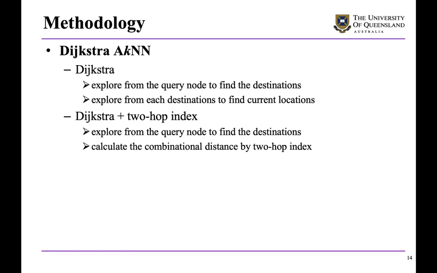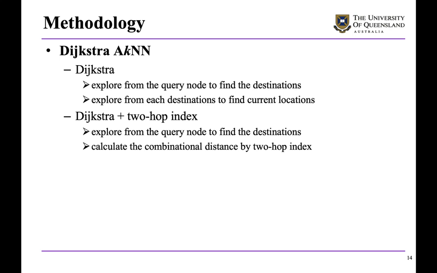Suppose that we apply the simple Dijkstra algorithm to address the approachable KNN query. Then we will first explore the graph from the query location, and whenever we encounter the destination of an object, we invoke another Dijkstra search exploring the graph from the destination of that object in order to calculate the combinational distance from this object to the query location. The algorithm will terminate after it finds k objects with the smallest combinational distance to the query location. However, this will be very time consuming since it might invoke a large number of Dijkstra searches on the graph.